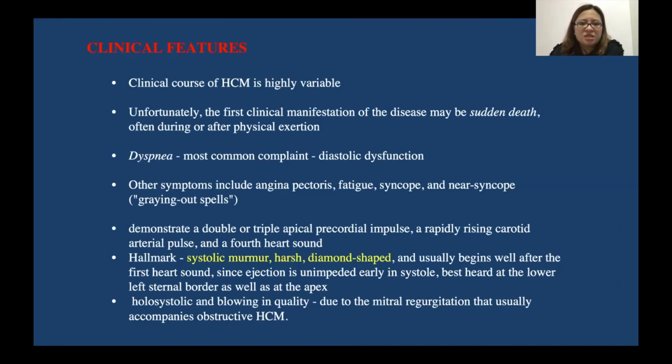So these are the physical examination findings for a patient with hypertrophic cardiomyopathy. The hallmark is a systolic murmur, harsh in character, diamond shaped, meaning it's crescendo-decrescendo, and usually begins well after the first heart sound. This is best heard at the lower left sternal border, radiating to the apex. The holosystolic blowing murmur is secondary to the mitral regurgitation that accompanies obstructive HCM.